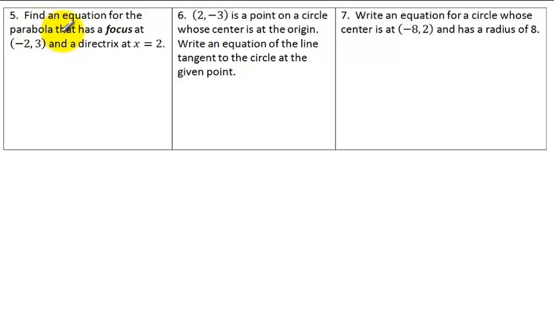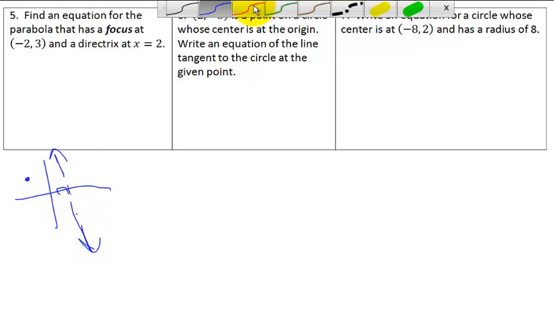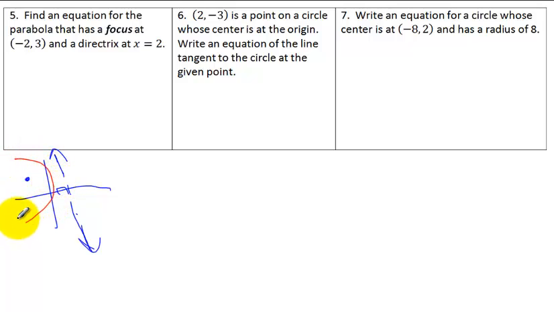All right, number 5, let's get an equation. Now, I know there's not a lot of room on your review there, but I would recommend visualizing this. So if we have a focus at negative 2, 3, there's our focus, and we have a directrix at x equals 2, we have something like this. Okay, this is sideways, I know. There's our directrix. That means that our parabola is going to have something right in the middle that goes like this. Okay, so we need to figure out the vertex.